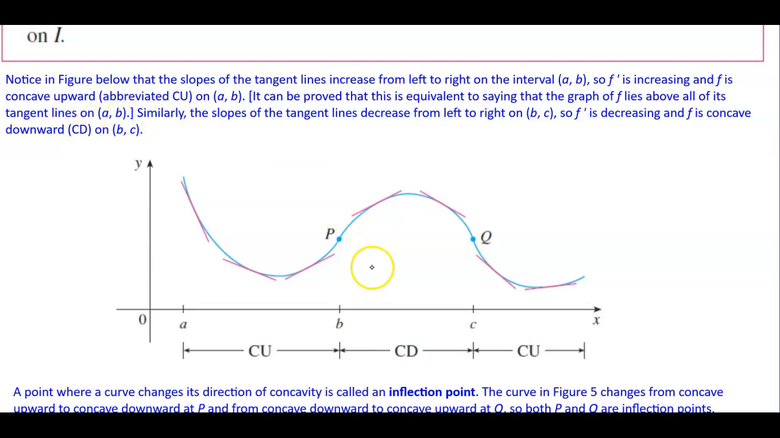Now, similarly, if we look at the interval between B and C, the slopes of the tangent lines decrease from left to right. So now it's going to be decreasing. And so f prime is decreasing, and f is concave downward, CD, on BC.